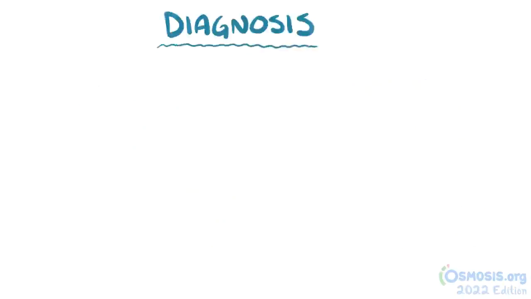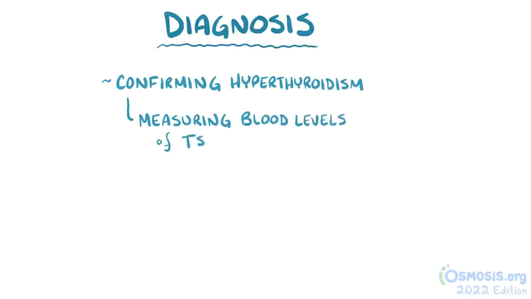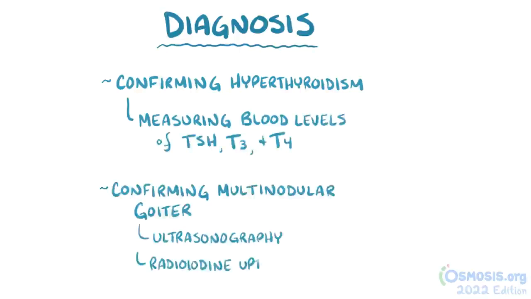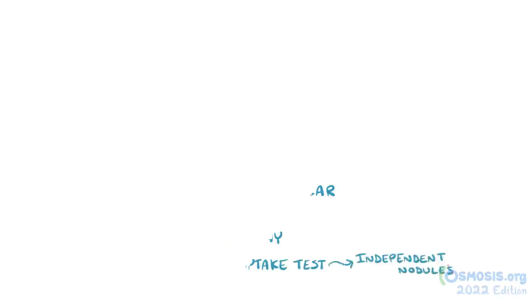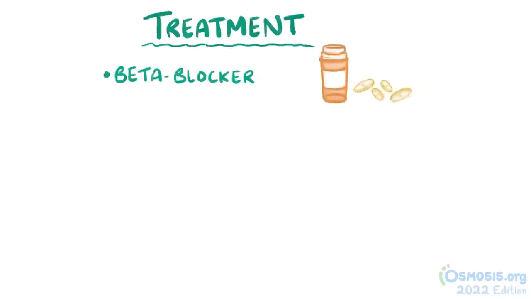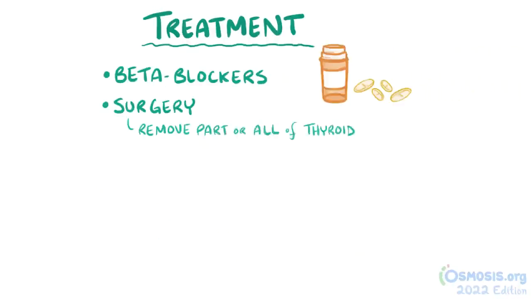Diagnosing toxic multinodular goiter involves confirming hyperthyroidism by measuring blood levels of TSH, T3, and T4, and confirming the presence of multinodular goiter through ultrasonography. A radioiodine uptake test can also help identify independent nodules. The treatment for toxic multinodular goiter is usually done with beta blockers, and surgery can be used to remove part or all of the thyroid gland.